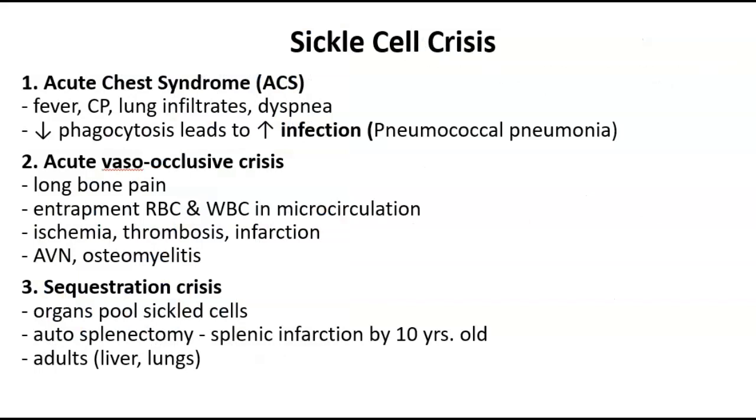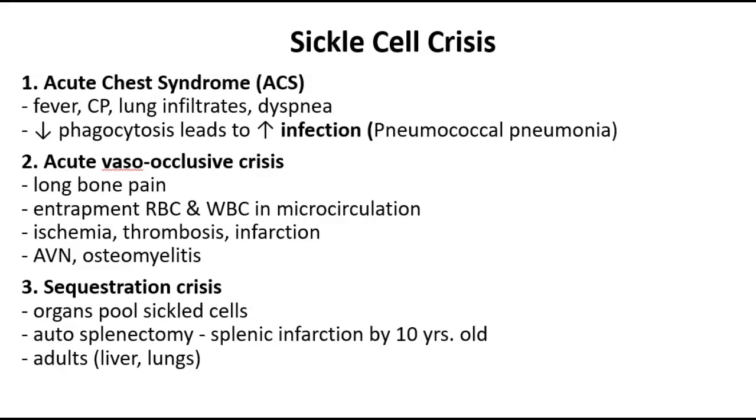So a sickle cell crisis basically can become life-threatening. It can cause shock as a result of the oxygen depletion in the tissues and decreased circulating fluid. So there's a couple things. So we have the acute chest syndrome. Basically, this looks like a pneumonia, acts like a pneumonia. Basically, ends up with an increased risk of infection, usually pneumococcal pneumonia.